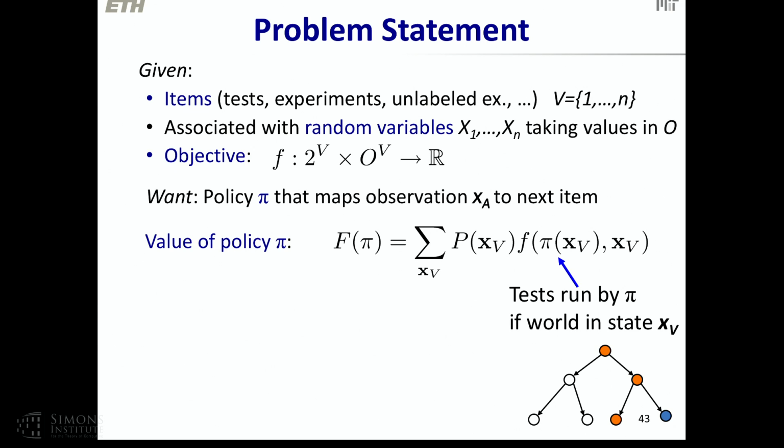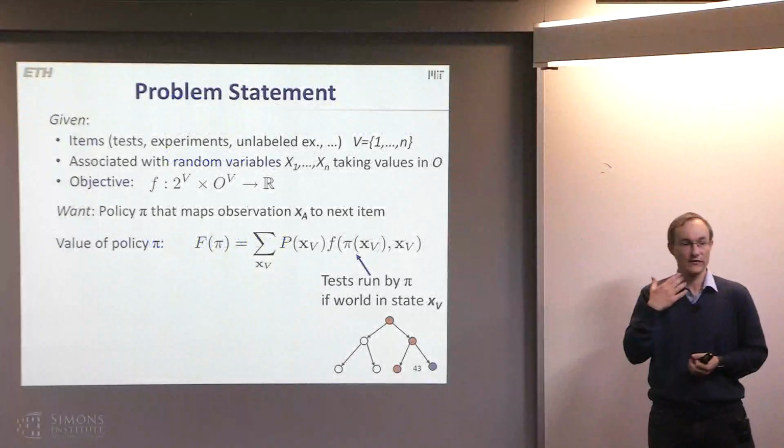The values that all these random variables take. And what you want is a plan, a policy, a decision tree that tells us which next item to pick given all the observations made so far. And we not just want any policy, but a good one. And so there's natural ways to quantify the value of a policy.